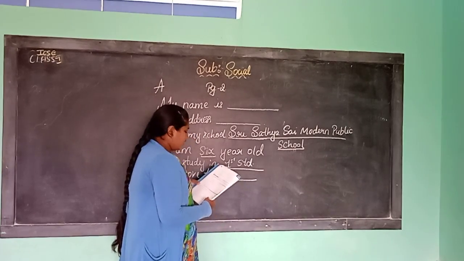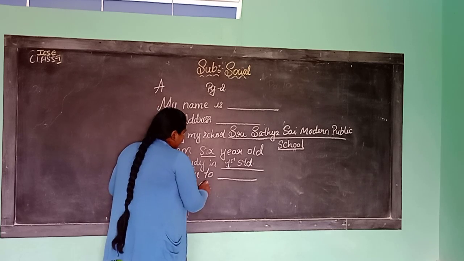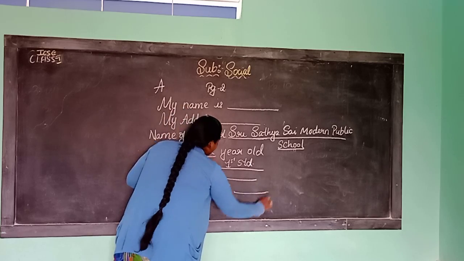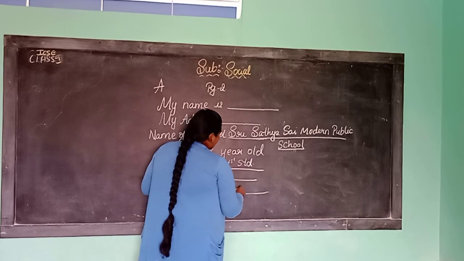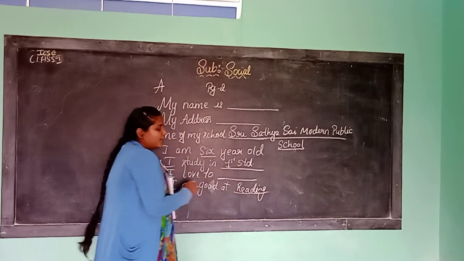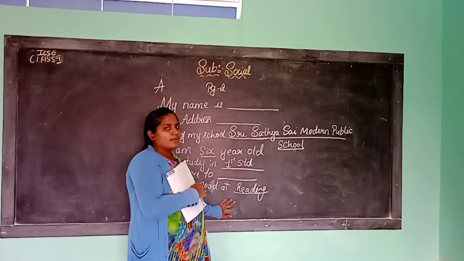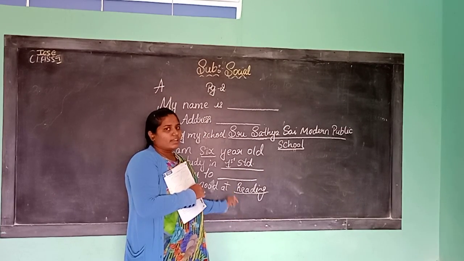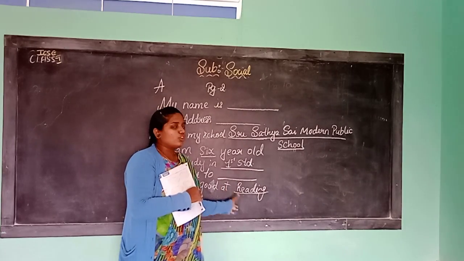Understood, children? So in the last line, I am good at. Whatever you are interested in: singing, dancing, drawing, reading. Like that, you have to write, I am good at reading. Music, singing, dancing, reading, playing, like that. What are you good at? You have to write here.